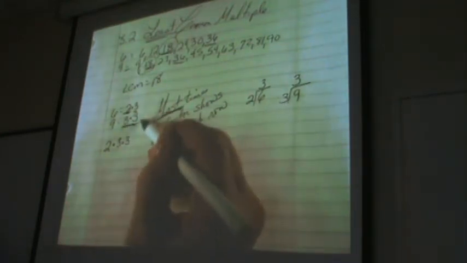There are no other factors, so we multiply this out. You can say 2 times 3 is 6, times 3 is 18. Or you could do it in another order. You could say 3 times 3 is 9, 9 times 2 is 18. In whatever order you multiply it, you'll get the same number.